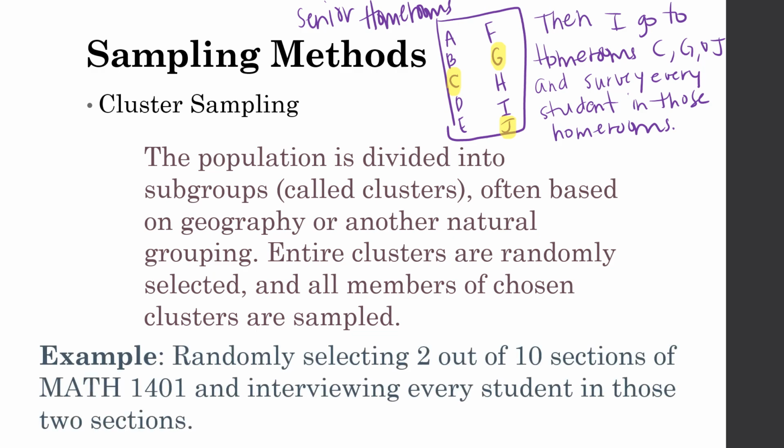Here's another example. Suppose that you randomly select 2 out of 10 sections of Math 1401, that's the class that we're in, elementary statistics, and then we interview every student in those 2 sections. With stratified sampling, you would have gone to every one of those 10 sections and then maybe picked 2 or 3 students from each section. Whereas with cluster sampling, we're picking 2 of the sections and interviewing every student in those classes.